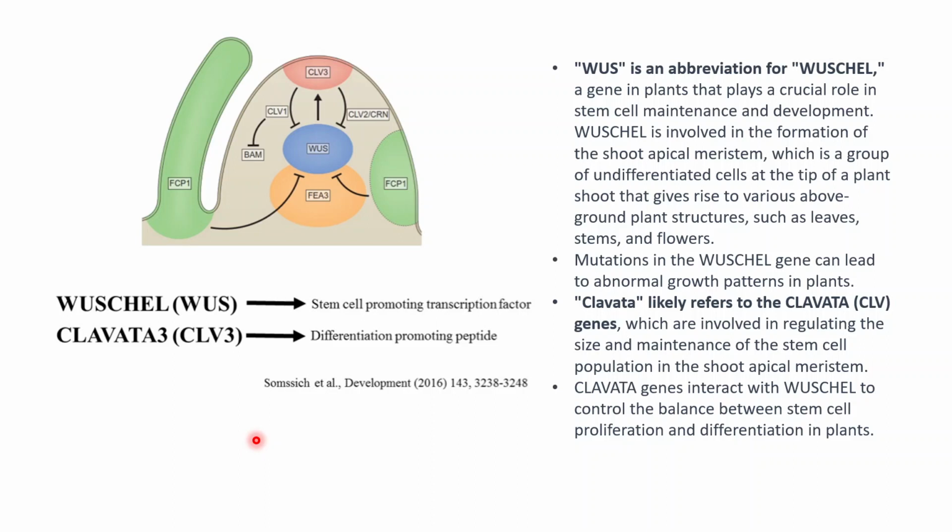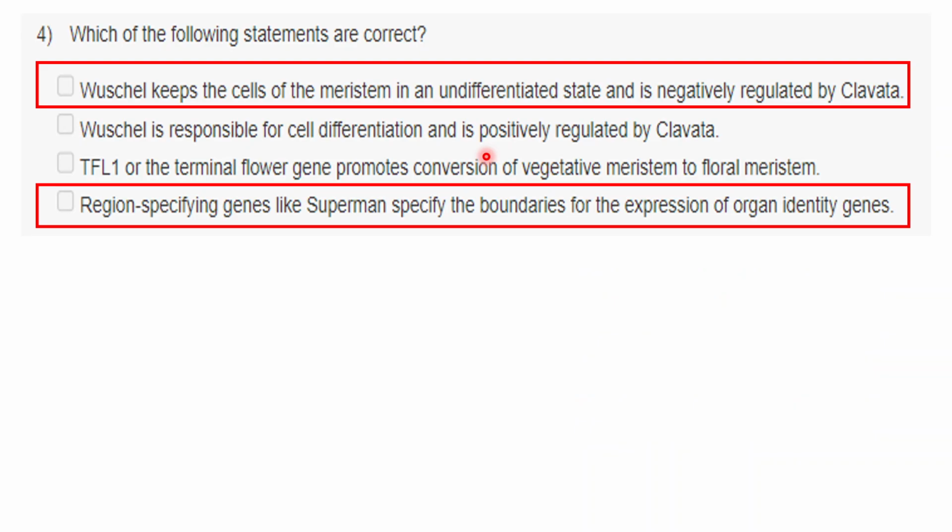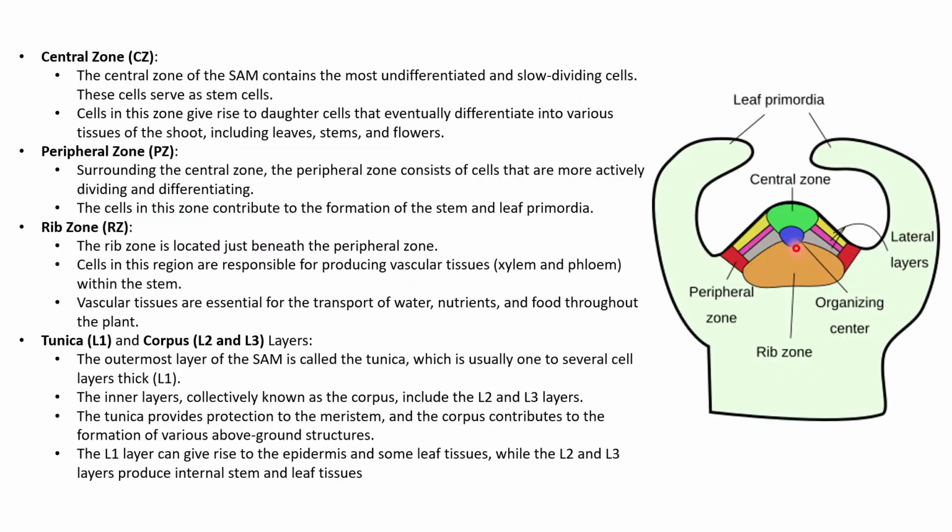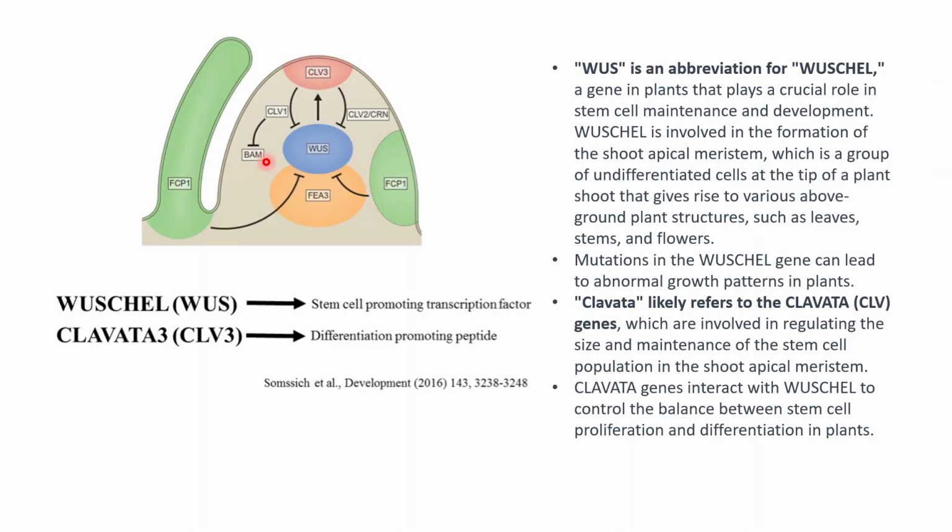Now let us understand the relationship between Wuschel and Clavata. This is again a schematic diagram representing the shoot apical meristem with one leaf primordia, and we'll see what happens between these two important players, Wuschel and Clavata. If you remember, we had an organizing center in the previous diagram where the blue region, the organizing center, is the center for the Wuschel gene, and in the central zone we have the Clavata 3.